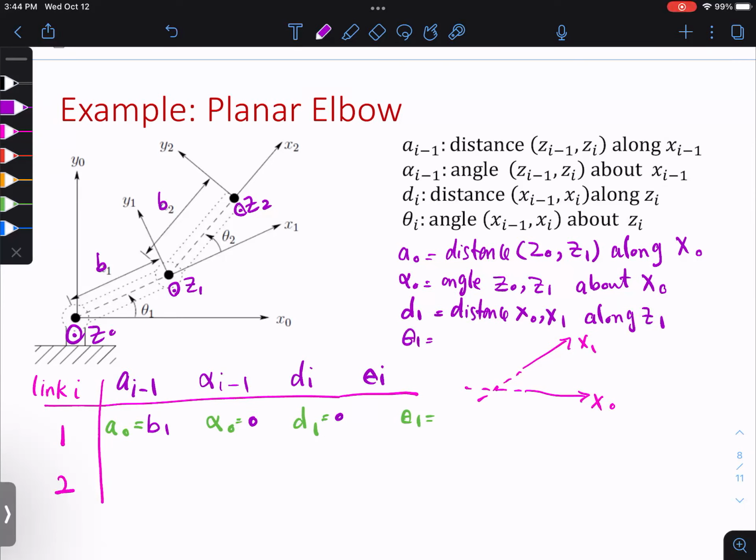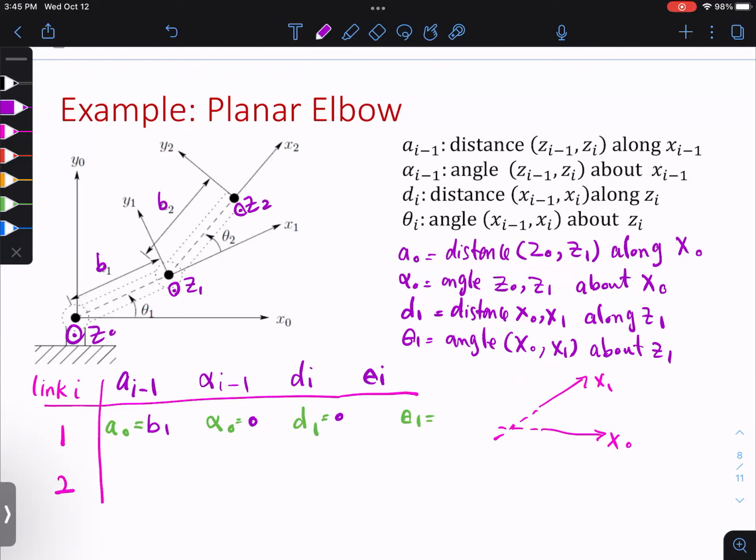So theta 1, you're going to do the second link. I'm just putting this down so you have a process. Angle x0, x1 about z1. At home position, they are on top of each other, right? Because we're just showing what theta 1 and theta 2 could be, but the home position is theta 1 is 0, theta 2 is 0.